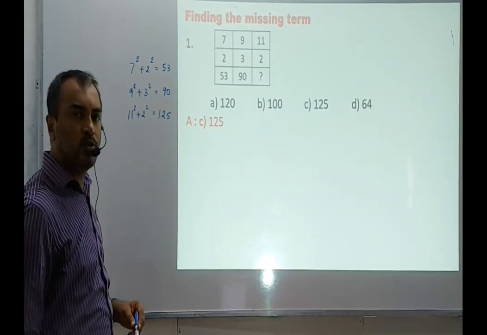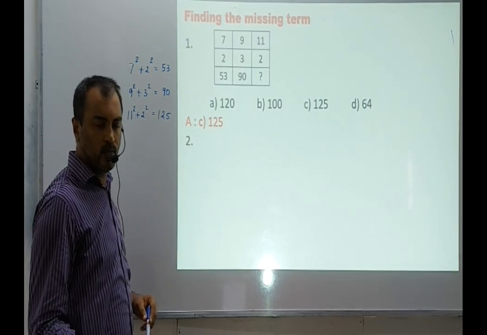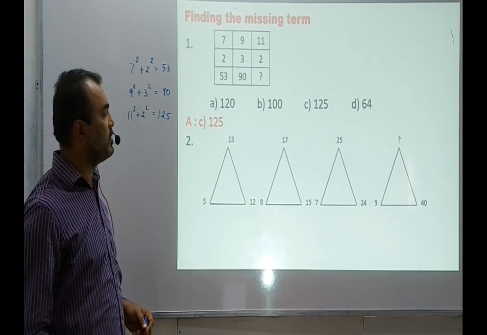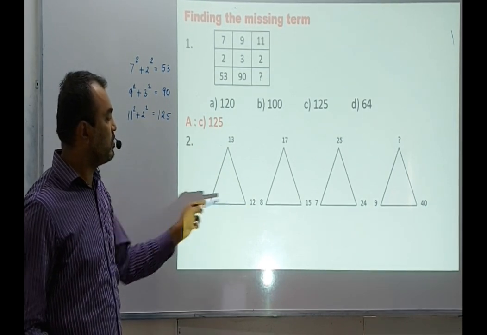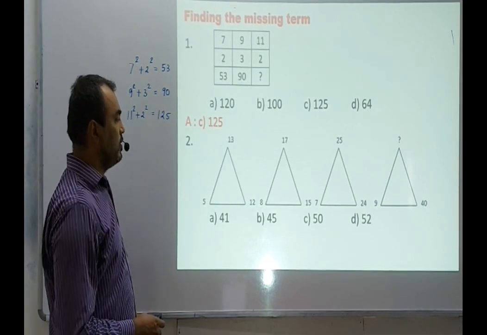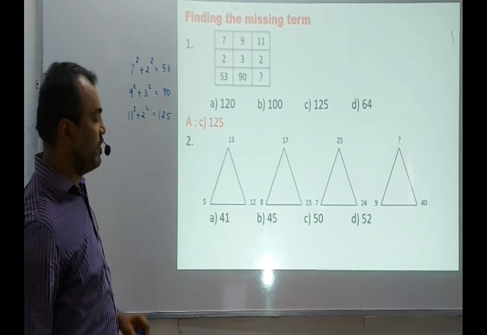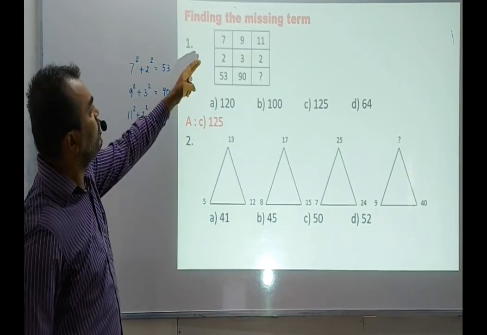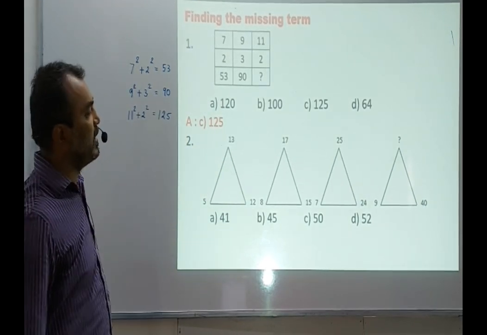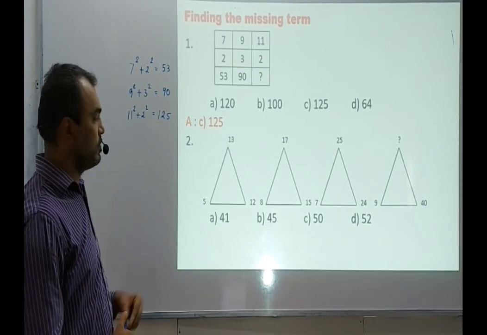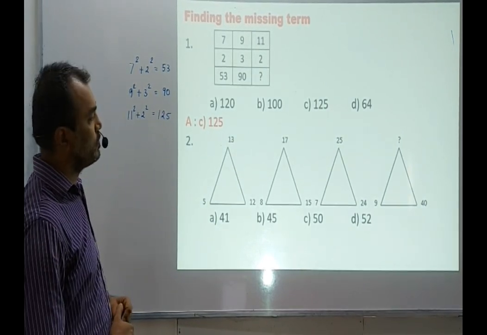So should we move on to the next question now? Here you can see a different triangular pattern is given with numbers at the 3 corners. The options are 41, 45, 50, 52. Now, this same kind of pattern you will see in many different slides. What is going to change? The logical pattern. So we'll have to work it out.